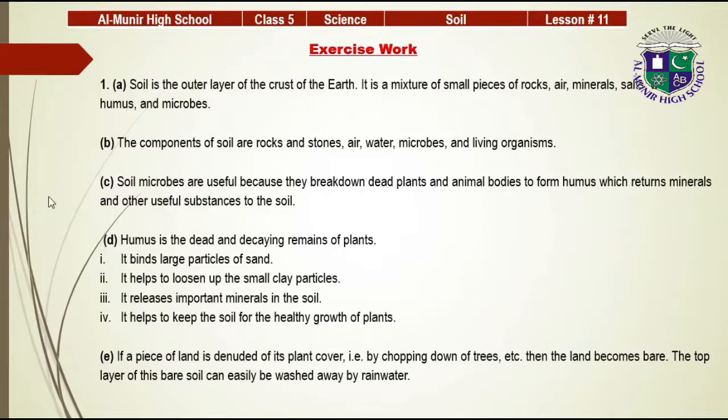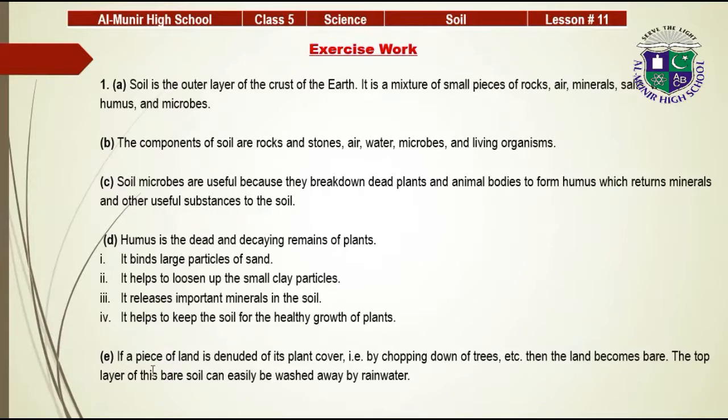Part C. Soil microbes are useful because they break down dead plants and animal bodies to form humus, which returns minerals and other useful substances to the soil. Part D. Humus is the dead and decaying remains of plants. It binds large particles of sand. It helps to loosen up the small clay particles. It releases important minerals in the soil. It helps to keep the soil fertile for the healthy growth of plants.